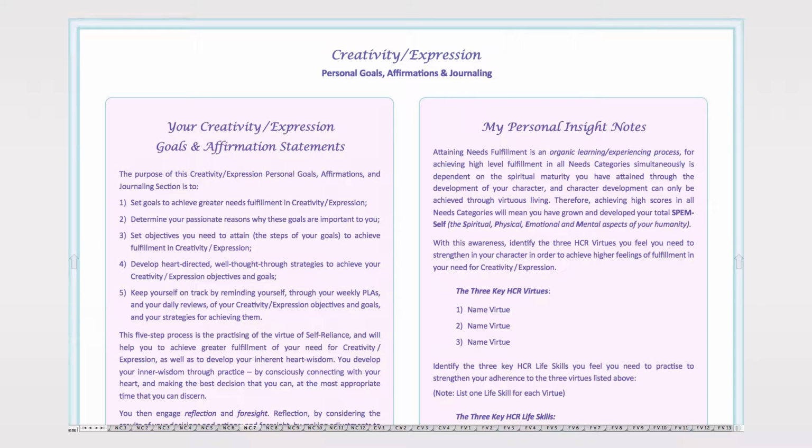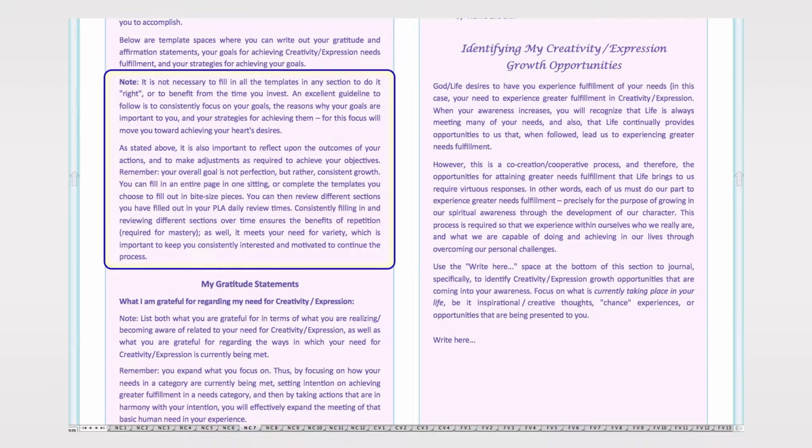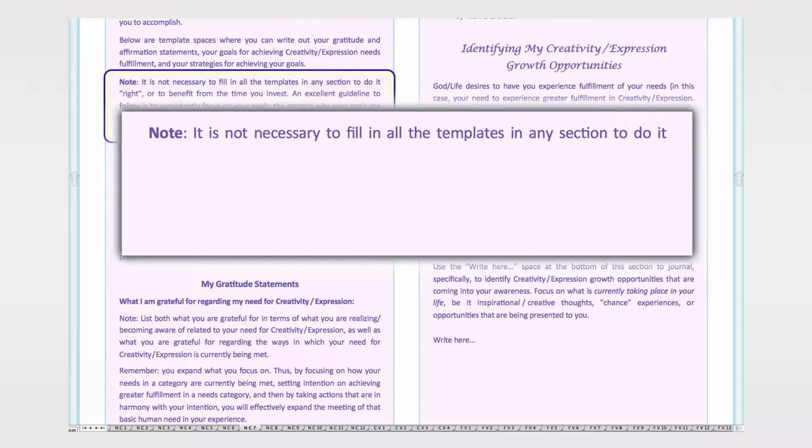In a couple of minutes, I'll show you how to fill in these templates, but first I'm going to explain a bit more. Scrolling down a couple of paragraphs, in this paragraph I'm explaining that there are template spaces below. In these paragraphs, I'm explaining it's not necessary to fill in all the templates in any section to do it right, or to benefit from the time you invest. What I don't want to happen to you is for you to feel overwhelmed.